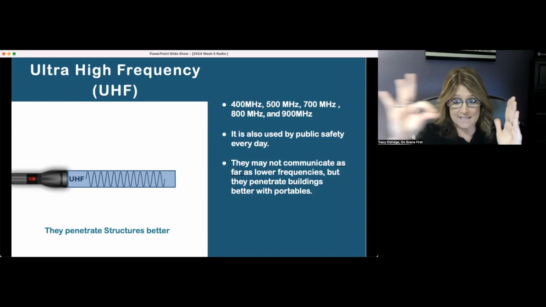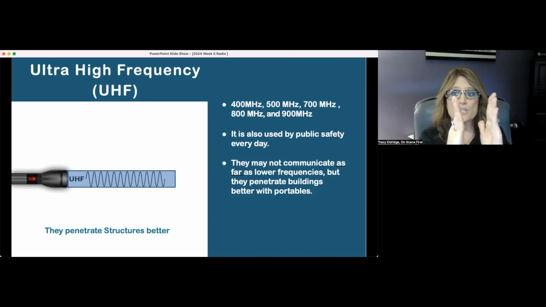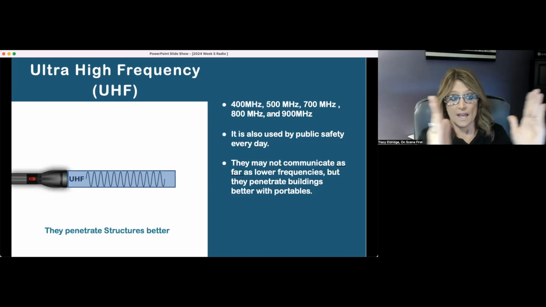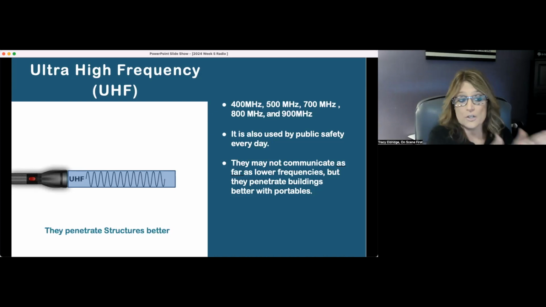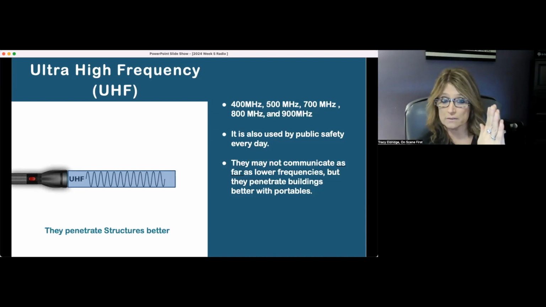I haven't taken the piece and stretched it out like in the other one. So when they're much closer together like that, just think of it this way. It's going to be more concentrated and it's going to be easier to go through buildings because it's much closer.